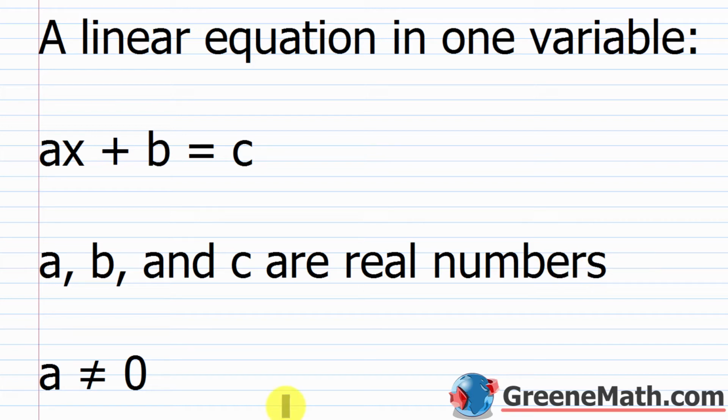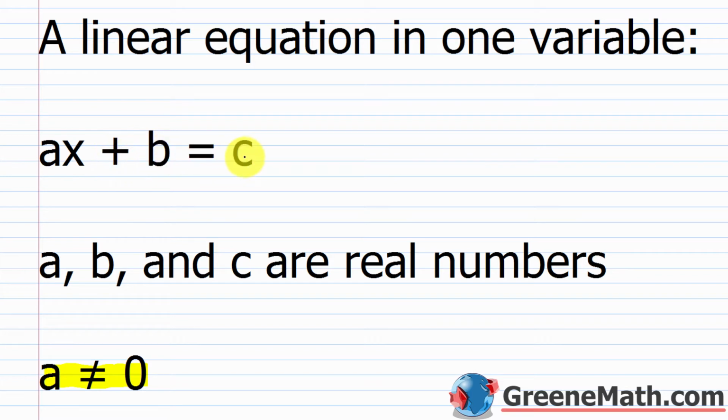Now let's move further in this definition, and we're going to put a restriction on a. That's this right here, where I have a does not equal 0. Why can't a be 0? Well, if I plug a 0 in for a, I would have 0 times x, and 0 times x is 0, so then I just have b equals c. That's not going to work unless b and c are the same number, and in almost every case, they're not going to be.